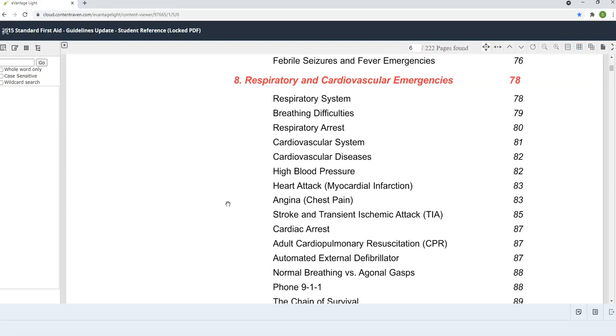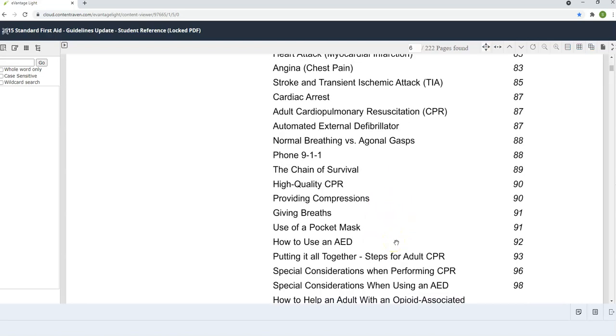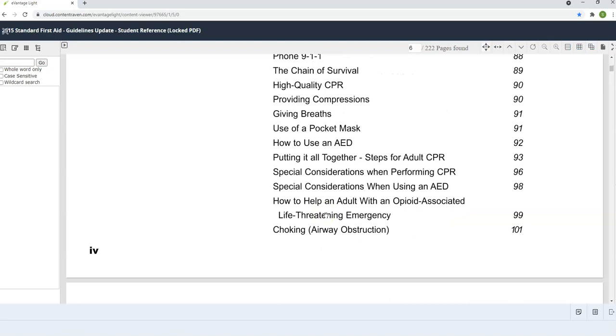We're going to talk about normal breathing versus agonal gasps, and then we'll talk about calling 911, chain of survival, high quality CPR. So there are some attributes of high quality CPR. We're going to look at that as well. We're going to look at providing compressions, giving breaths, use of a pocket mask, how to use an AED. And then we're going to put everything together. There are a lot. Chapter 8 is a very, very, very big chapter. A lot to be said, a lot to be learned.